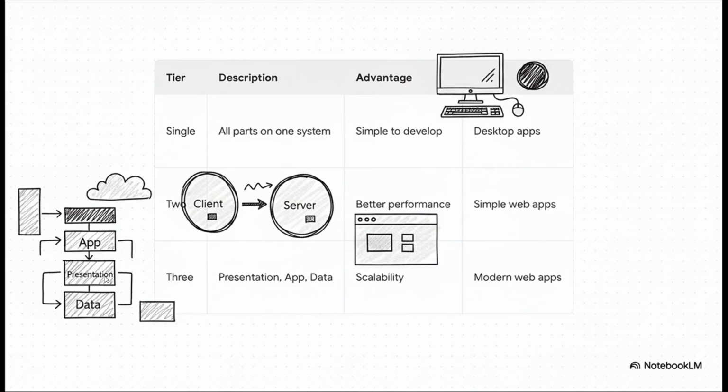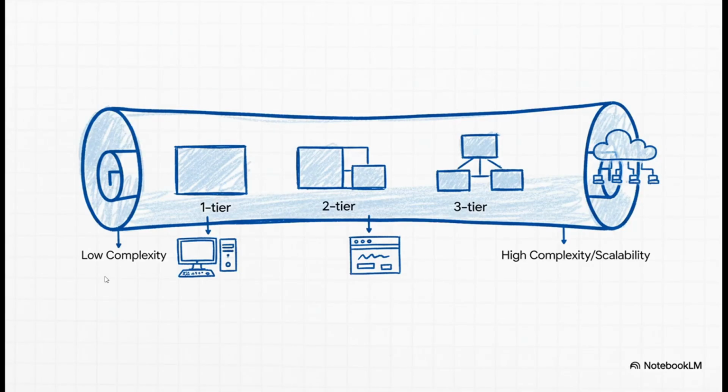For a basic web app that doesn't need to scale much, a two-tier model can get the job done. But for any modern, scalable web application you can imagine, from e-commerce sites to social media platforms, the three-tier architecture is the undisputed champion. At the end of the day, you can see that architecture is all about matching the complexity of the blueprint to the size of the building. There's really no single best model, only the right model for the job. It always comes down to the specific needs of the application you're trying to create.